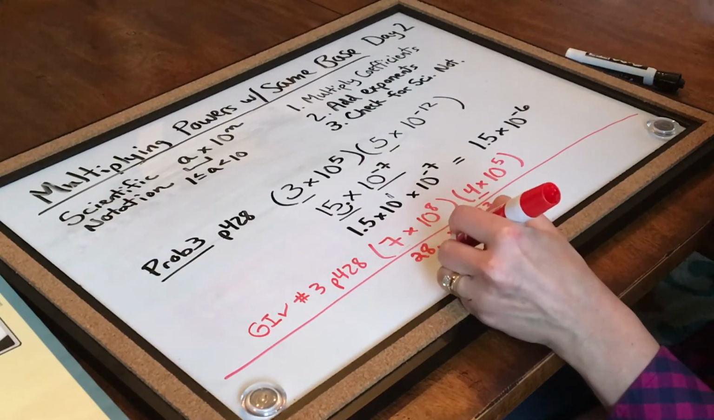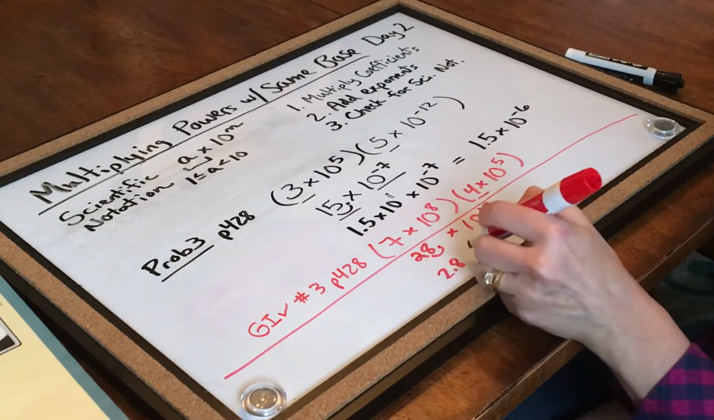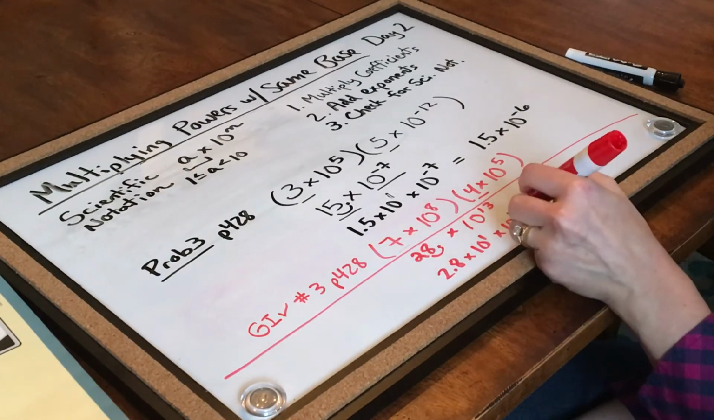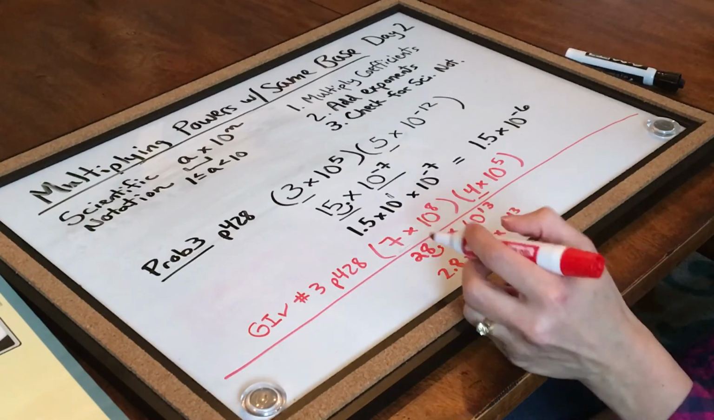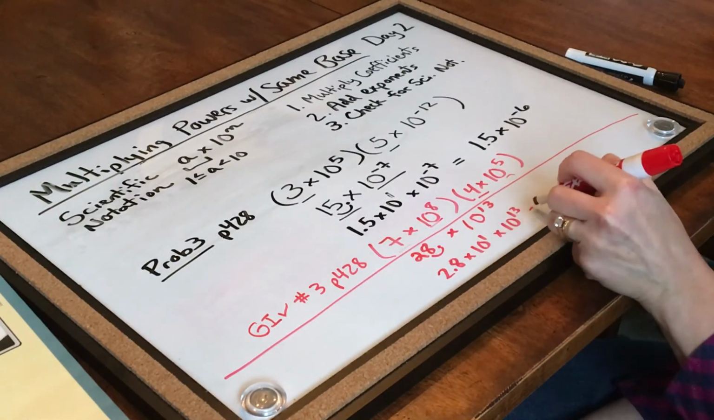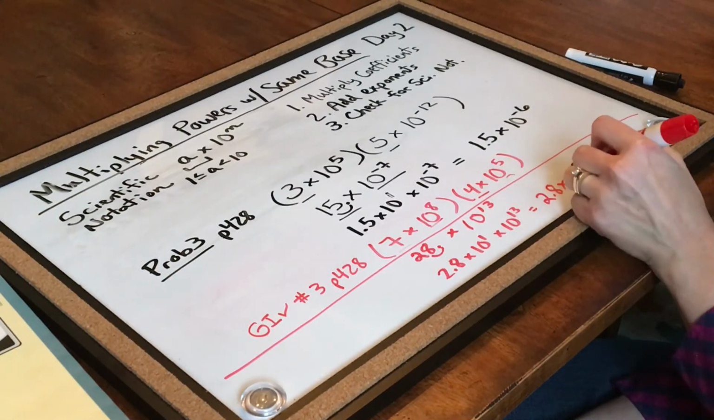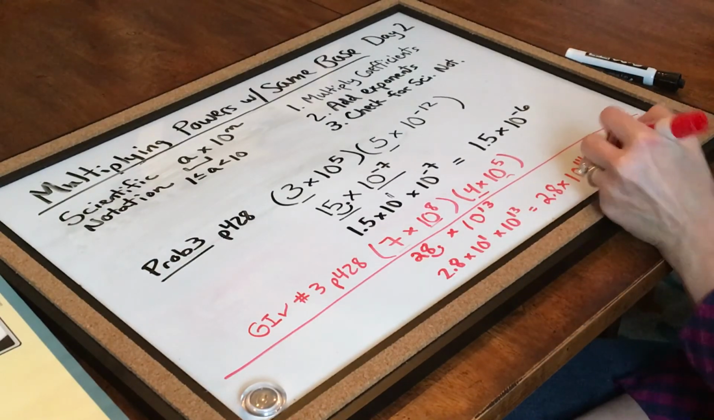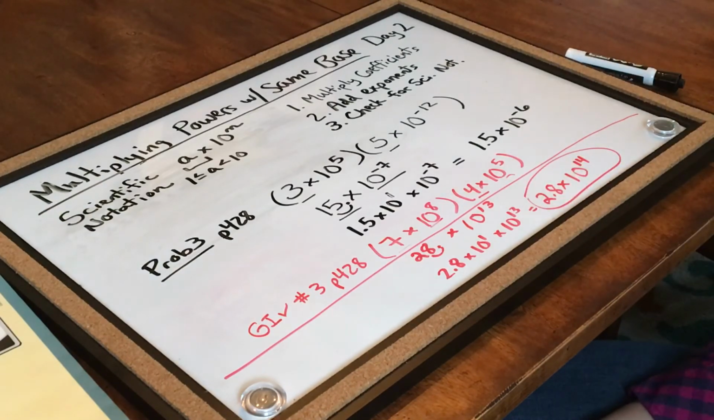I'm going to move my decimal place 1 place. This now becomes 2.8 times 10 to the 1st, and still multiplied by 10 to the 13th. Now I can finish this up. If I add these exponents together, I get 2.8 times 10 to the 1 plus 13, which is 14. So my final answer is 2.8 times 10 to the 14th.